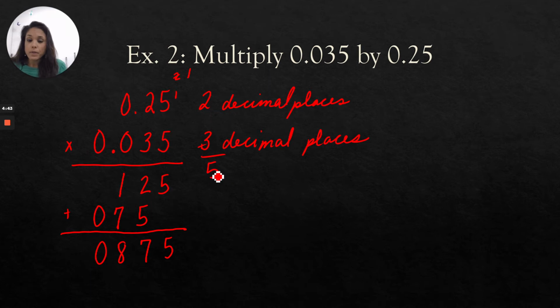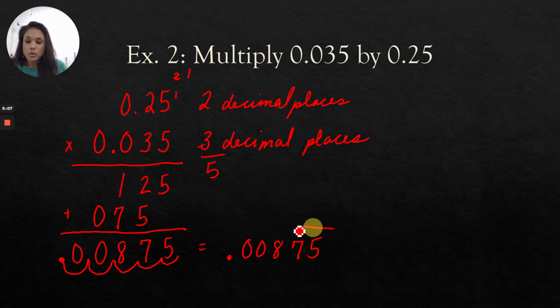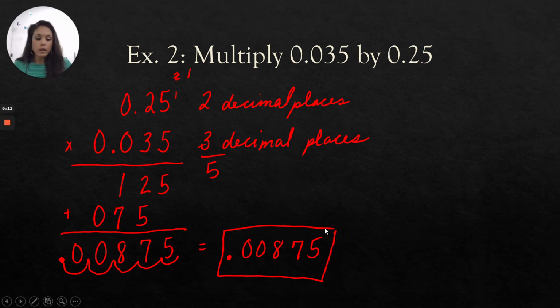Now I've got 5 decimal places that I need to count over. So 1, 2, 3, 4, 5. And I need to add another 0. So this is what my final answer would look like. Please box your answers for me to see clearly. Okay, next example.